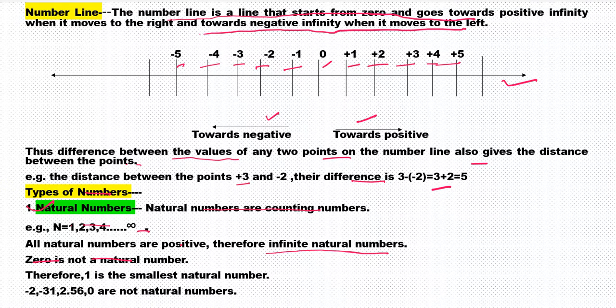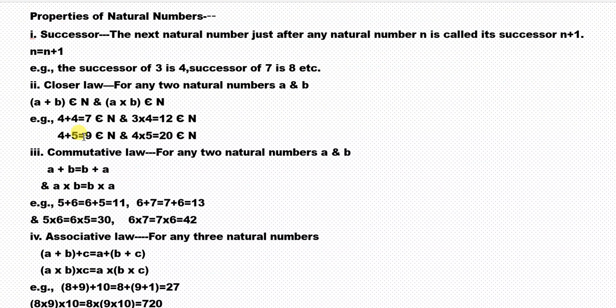0 is not a natural number. You must keep it in mind. Therefore, 1 is the smallest natural number, and -2, -31, 2.56, and 0 are not natural numbers. Please listen and try to understand carefully, because the number system is very important for quantitative aptitude, because all arithmetic depends on numbers.